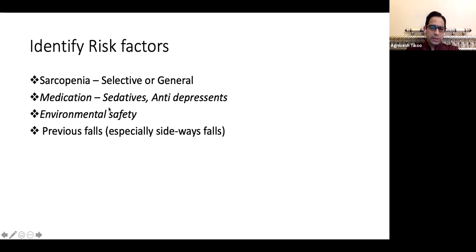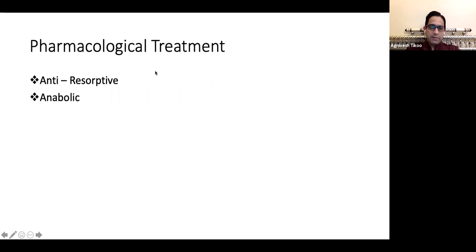So medication, if the patient is on sedatives or has Parkinsonism, where the patient has a tendency for falling, they come in the high risk category. Ensure that environmental safety is there. So all of these patients who are high risk, you should educate and advise them about padding their floors, so that even if they fall, they fall on soft floors. Railings should be installed in toilets to get up from the commode and get up from the chair. Many of these patients fracture spines when they are getting up from the sitting position. And previous falls, especially sideways falls, need to be taken very seriously.